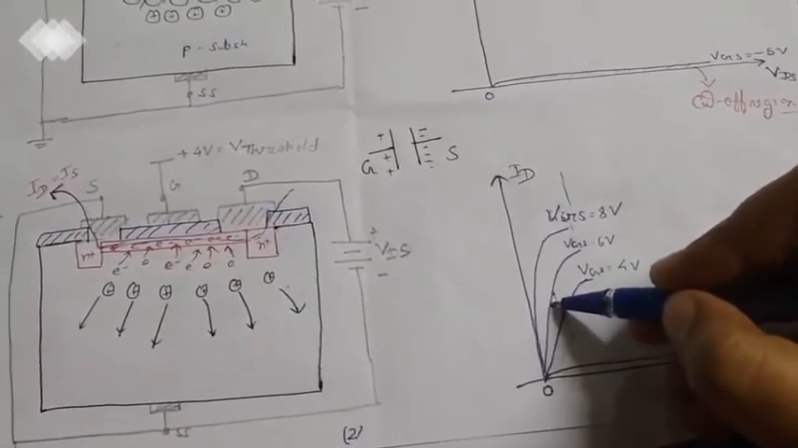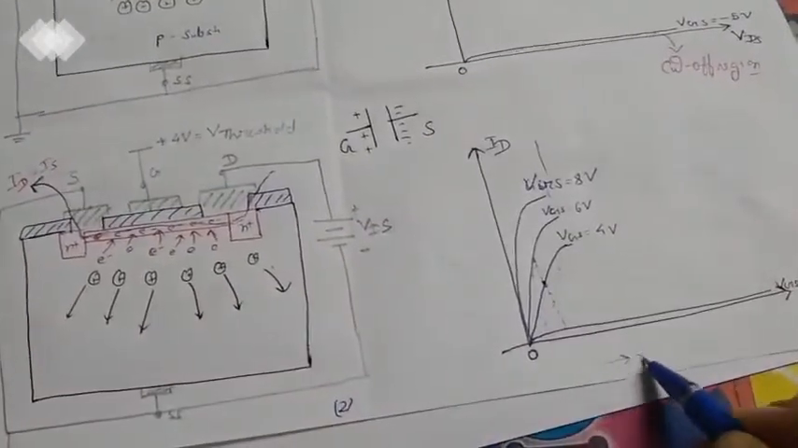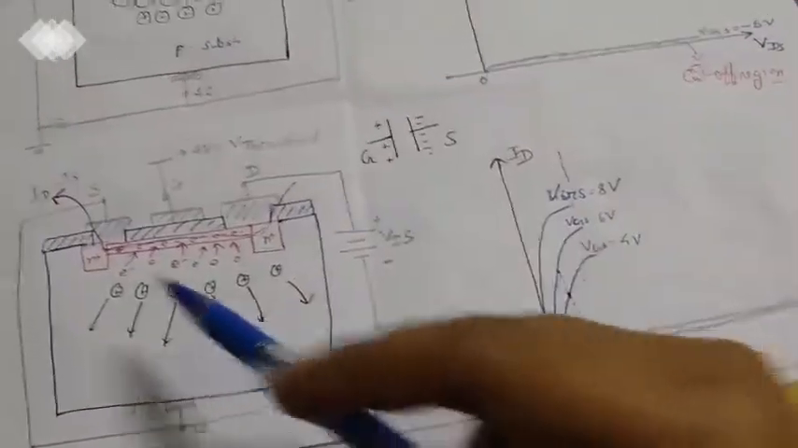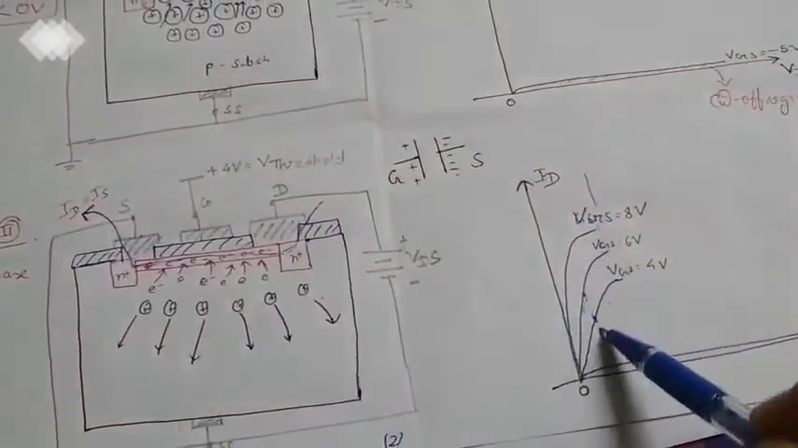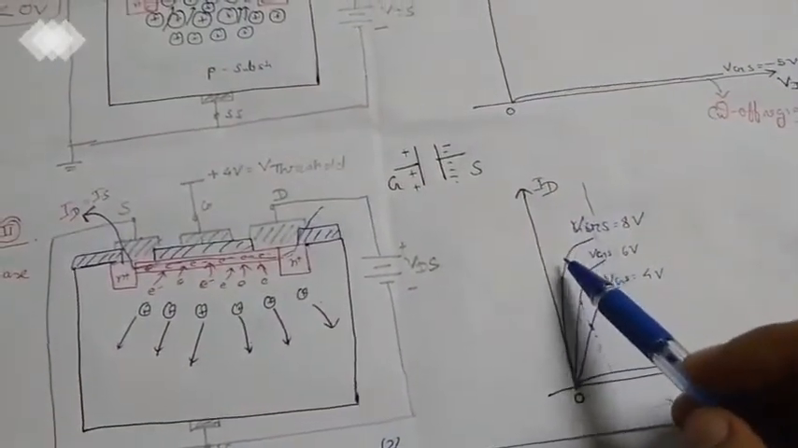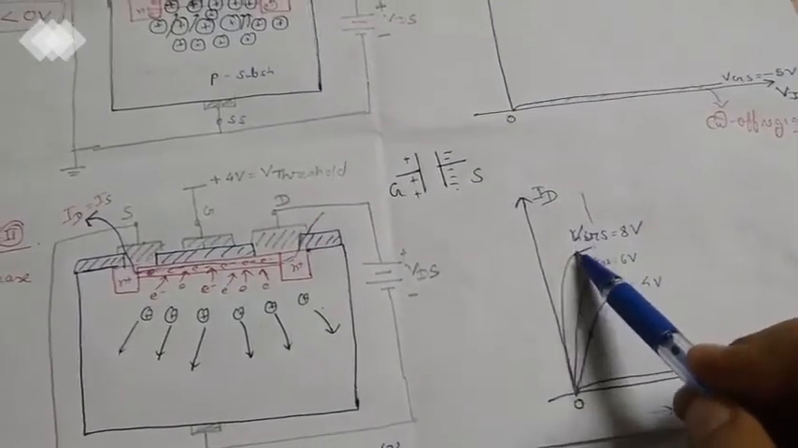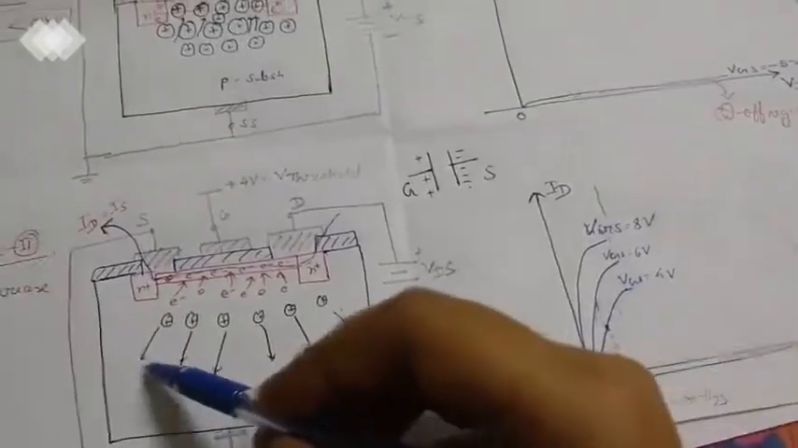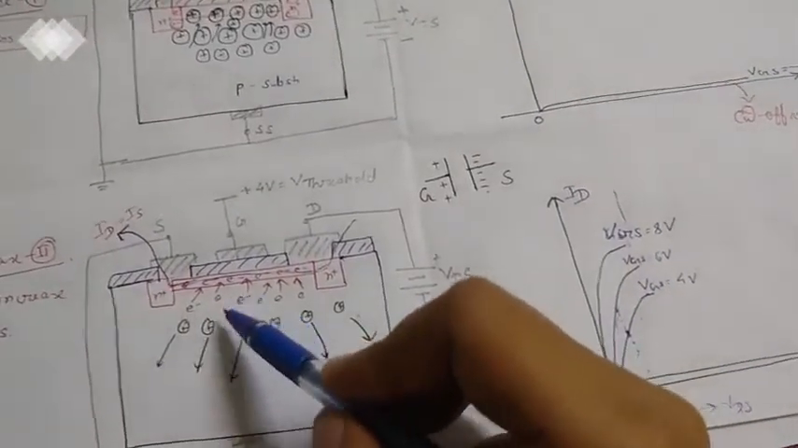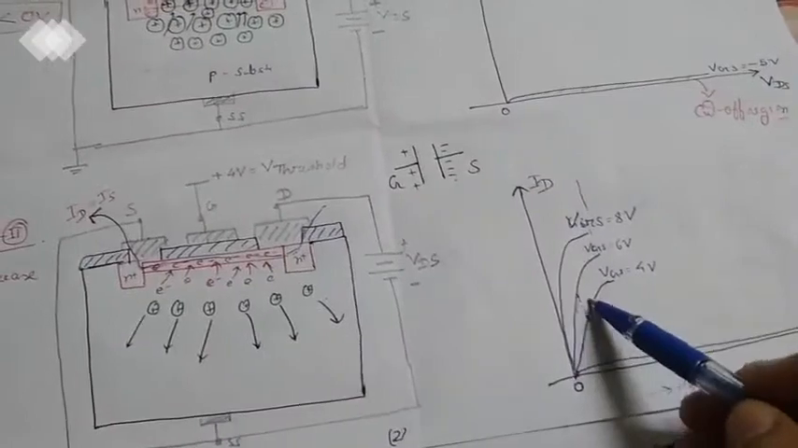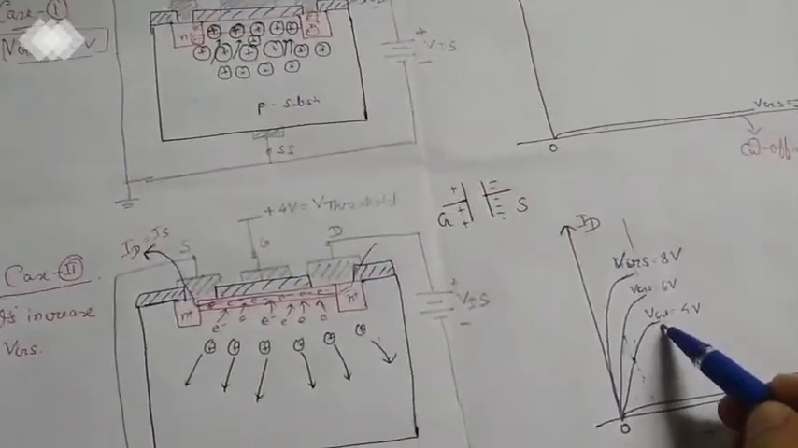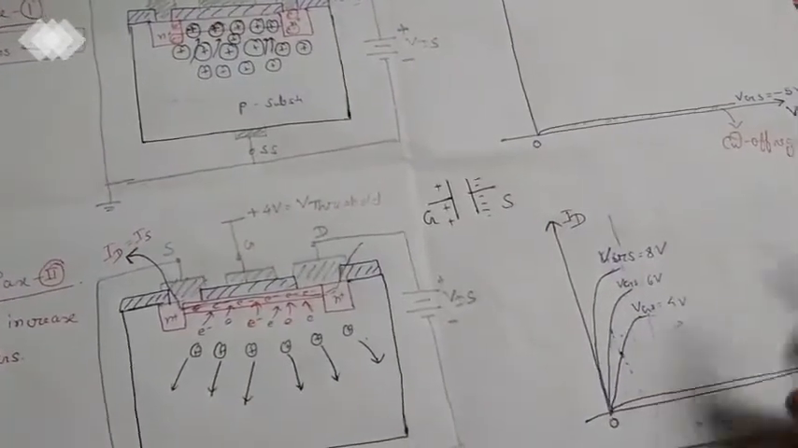And as we increase VDS, the current will also increase as the potential is increasing. Same is the case for VGS. And as we further increase VGS to 8 volt, more electrons will be accumulated here, causing more current to flow at this value. Now we'll understand what happens after this point of VDS.